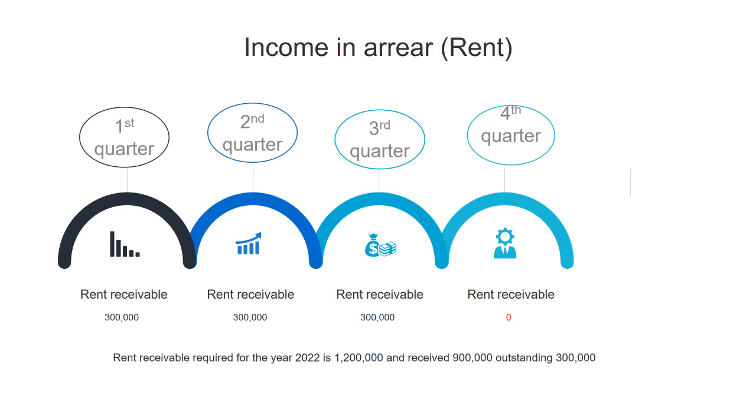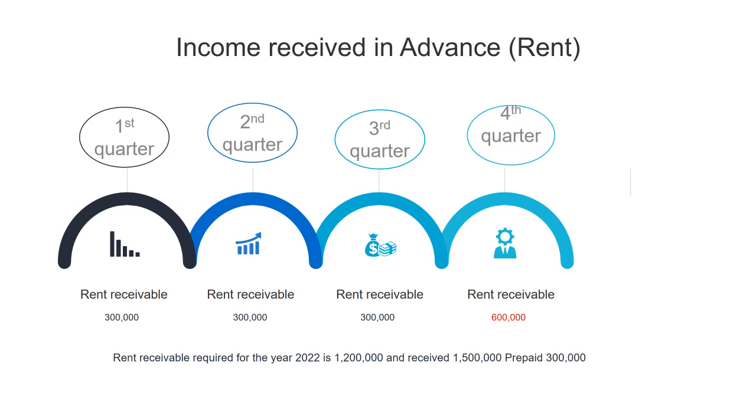Then we have an income in arrears. For instance, if we are receiving rent receivables and we are required to receive 1,200,000, and in the fourth quarter we did not receive the amount of 300,000, so this becomes an arrear. So this arrear will be shown as an asset.